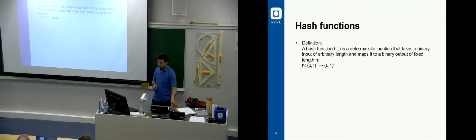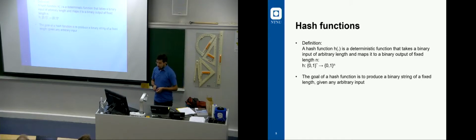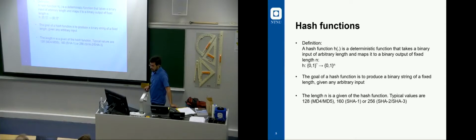A hash function is a deterministic function that takes a binary input of arbitrary length and maps it to a binary output of fixed length. That means the input can be of any length, and we have a fixed length of output. The goal of this hash function is to produce output of fixed length. There are some examples of these hash functions which we will learn today. Some have 128 bit values. Some are 160, that is SHA-1. Then SHA-2 and SHA-3 came up as enhanced versions of SHA-1.